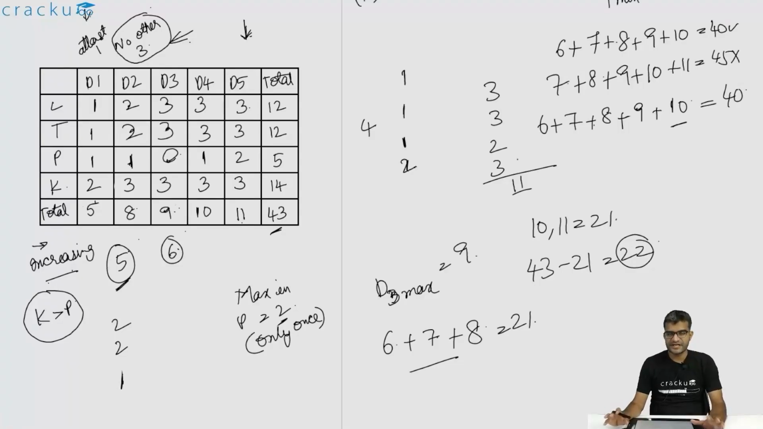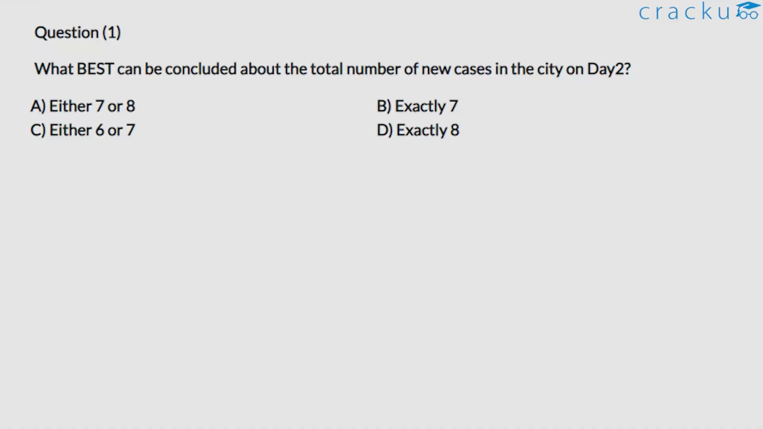If you get the idea to actually figure out the total number of cases on day 5, then you will be able to figure out the total number of cases on day 4, and day 3, day 2 and day 1 also will immediately follow. That is the chain of thought to go and solve this question in a quick manner. Let us go ahead and answer the questions that follow.